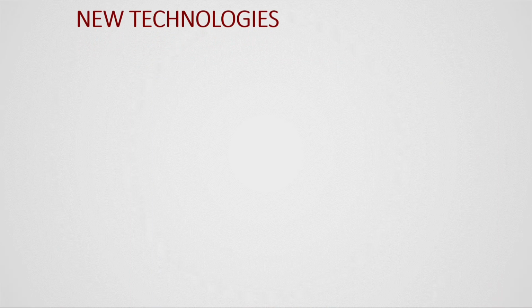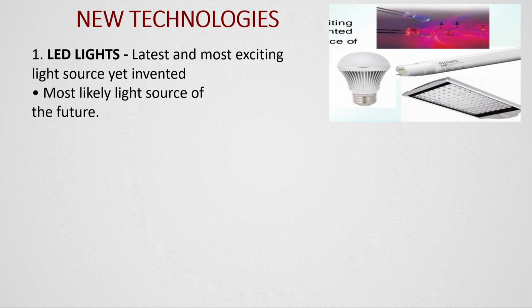So the fourth different type of light source is new technologies. In new technologies, there are two. First is LED lights. LED lights are the latest and most exciting light source yet invented. Most likely the light source of the future. LED lights have very high efficiency, very long life, and no radiation.